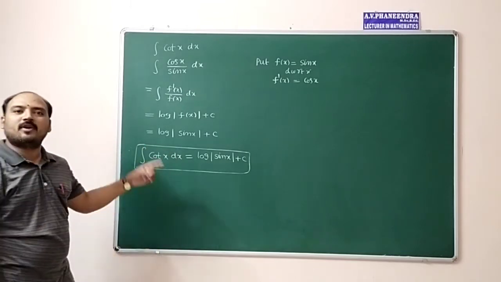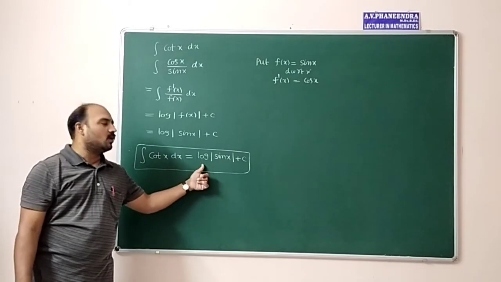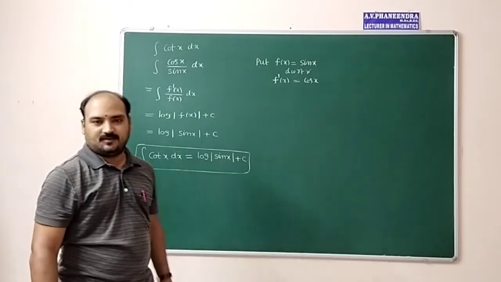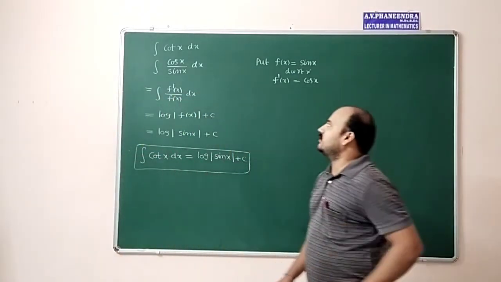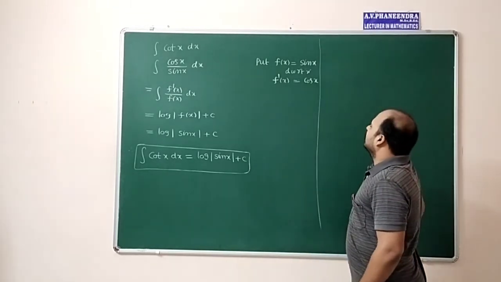From now onwards, remember as a formula: integral cot x dx is equal to log mod sin x plus c. We'll move to the next result. Result 2.